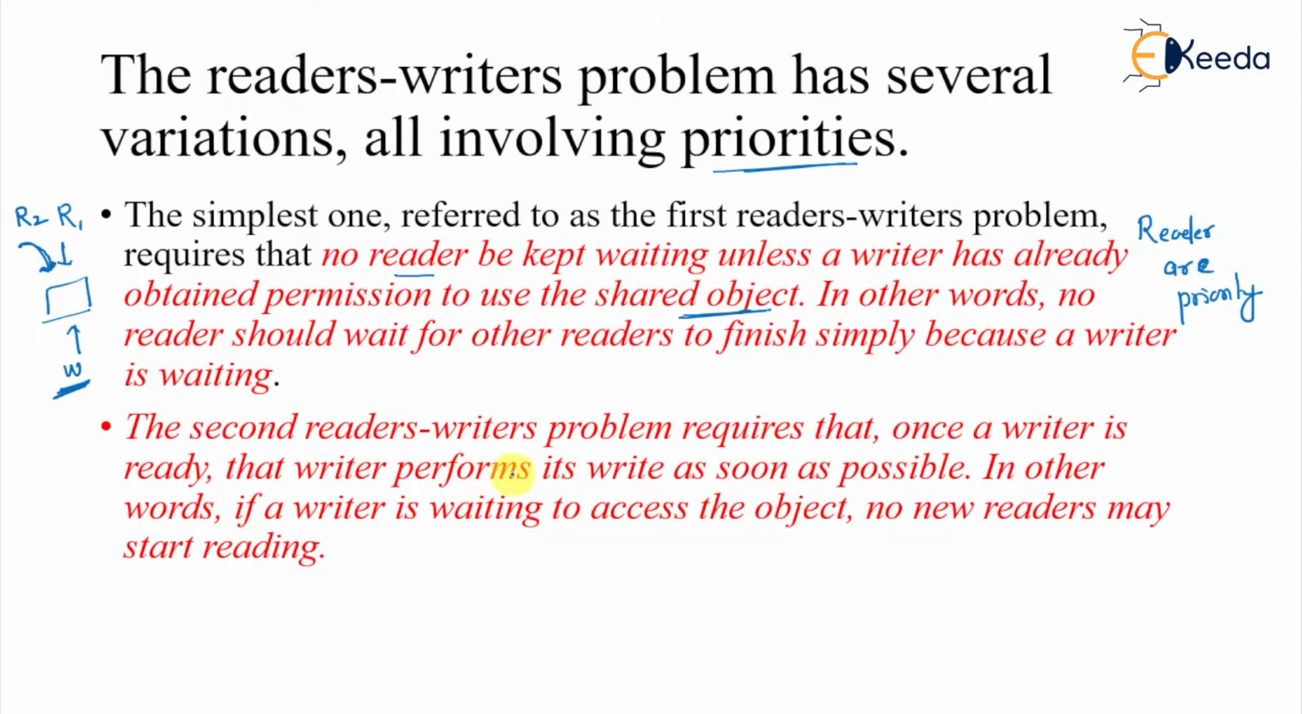The second readers-writers problem requires that once a writer is ready to perform a write operation, that writer performs its write as soon as possible. In other words, if a writer is waiting to access the object, no new reader may start reading. That means here the writer is given priority.